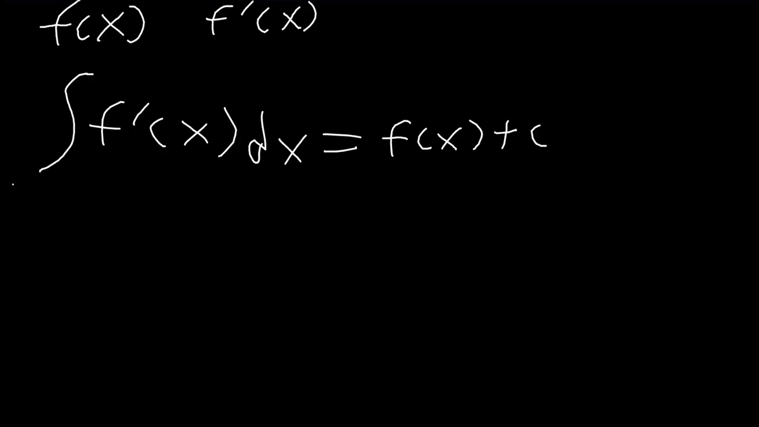We signify we are taking an antiderivative through this symbol here, which is called the integral sign. The function between the integral sign and the dx is called the integrand. So in this case, it's f prime of x. Also make sure you write dx on the end, so you know what variable you are integrating with respect to.